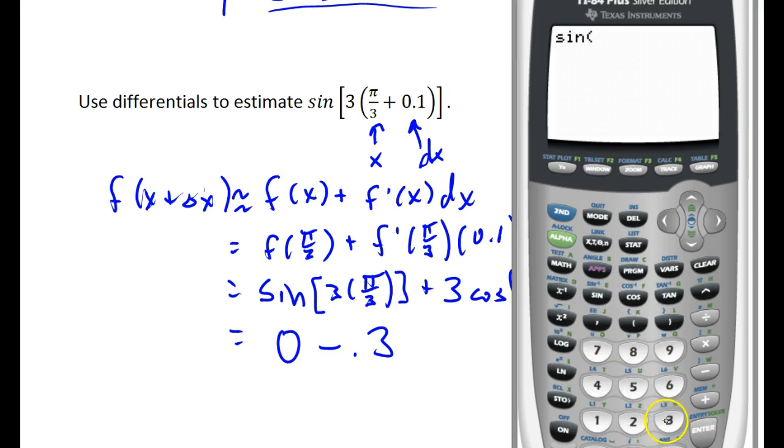So to compare, let's go ahead and do this on our calculator. The sine of 3 times (pi divided by 3 plus 0.1), close parentheses, and we get -0.2955, which is pretty close to -0.3. Now here's another nice application of differentials.